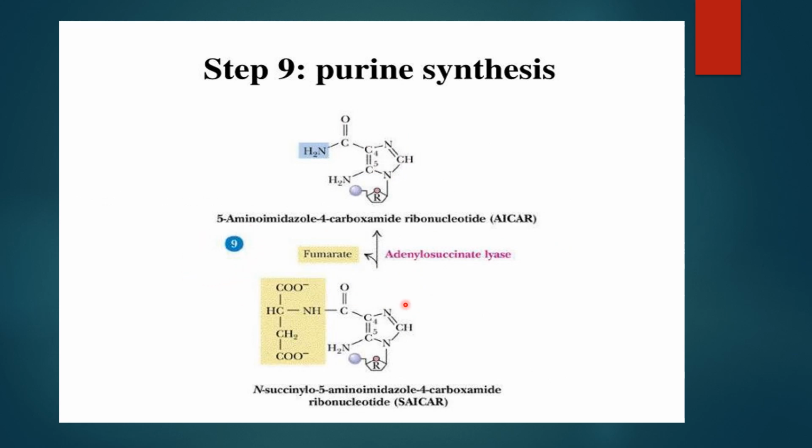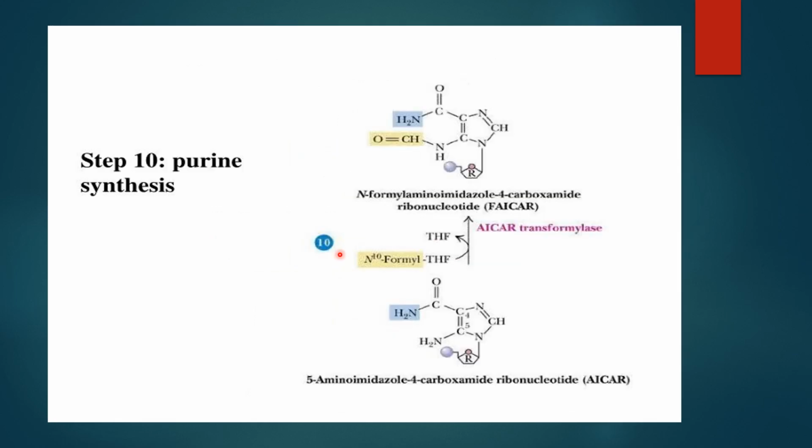So in the ninth step, the enzyme adenylosuccinate lyase cleaves off the fumarate, and only the amino group of aspartate is retained to form aminoimidazole 4-carboxamide ribonucleotide. In the next step, again, the N10-formyl tetrahydrofolate, the folic acid derivative, transfers its formyl group to yield 5-formaminoimidazole 4-carboxamide ribonucleotide, which is catalyzed by the enzyme transformylase.